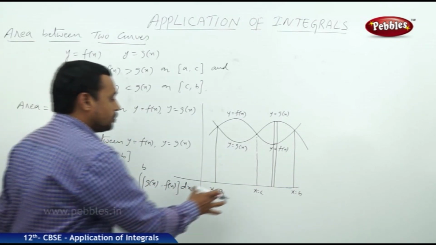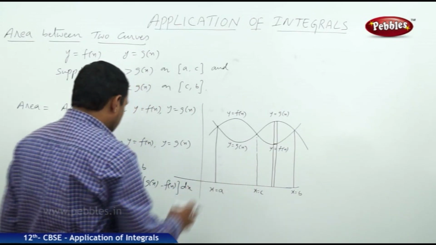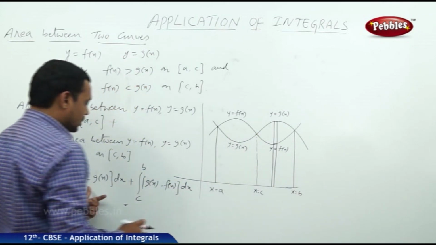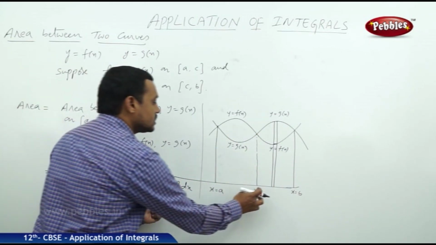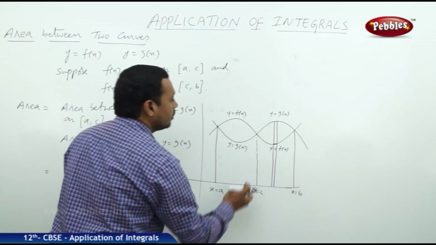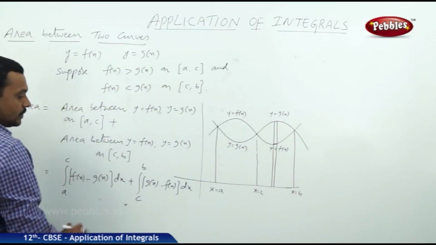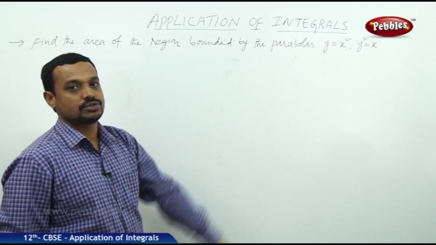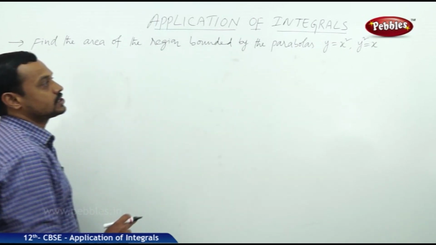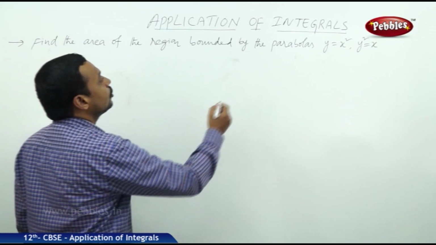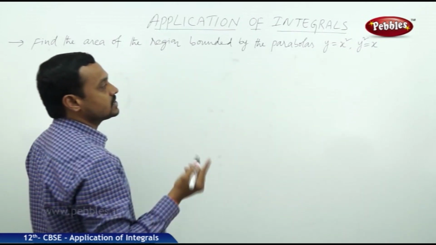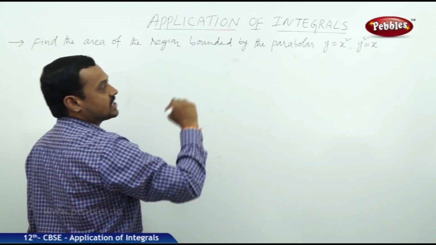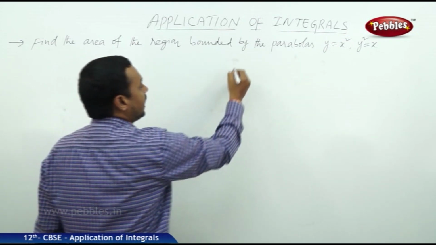Therefore, in the first portion the area is the integral from a to c of f(x) minus g(x). In the other portion, the area is given by the integral from c to b of g(x) minus f(x). Now let us find the area bounded by the two curves y = x square and y square = x. Both represent parabolas, one symmetric about the x axis and the other symmetric about the y axis.